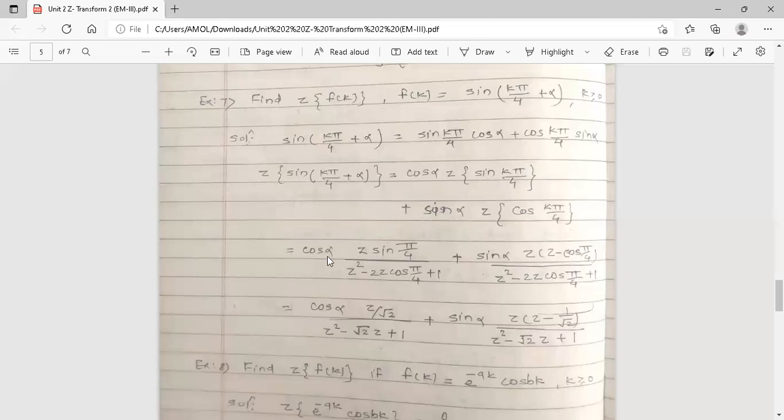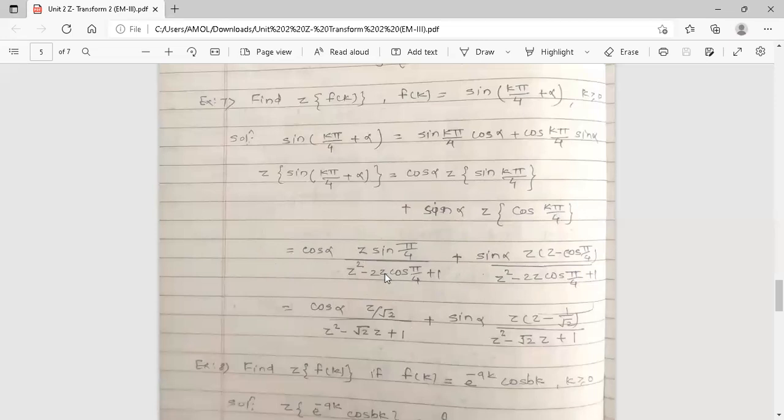It is equal to cos alpha as it is, and the transform of sine k pi by 4, which is z into sine pi by 4 upon z square minus 2z cos pi by 4 plus 1, plus now the second term, sin alpha as it is. The transform of cos k pi by 4: here use the formula for Z transform of cos alpha k, a standard sequence, with pi by 4 in place of alpha. So sin alpha as it is, Z transform of cos of k pi by 4 is z into bracket z minus cos pi by 4 upon z square minus 2z cos pi by 4 plus 1.